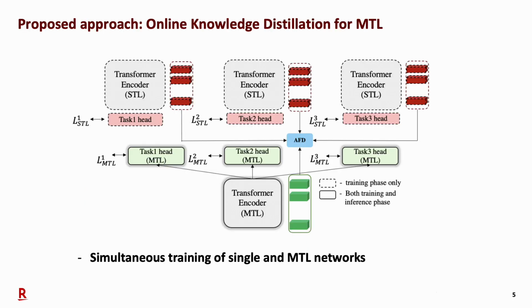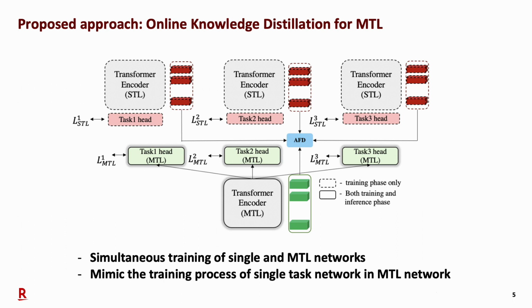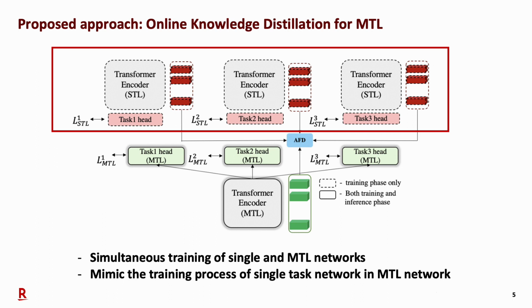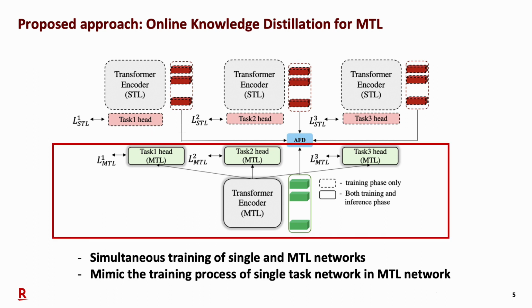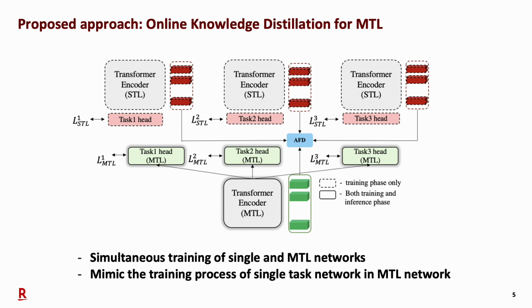Building upon the idea of offline knowledge distillation, we propose online knowledge distillation for multitask learning, where single and multitask networks are learned simultaneously. Thus, the training process of single task networks is mimicked in the multitask network. For n tasks, the proposed architecture consists of n single task networks and a multitask network. Although the training is performed simultaneously, the inference is performed only with the multitask network.